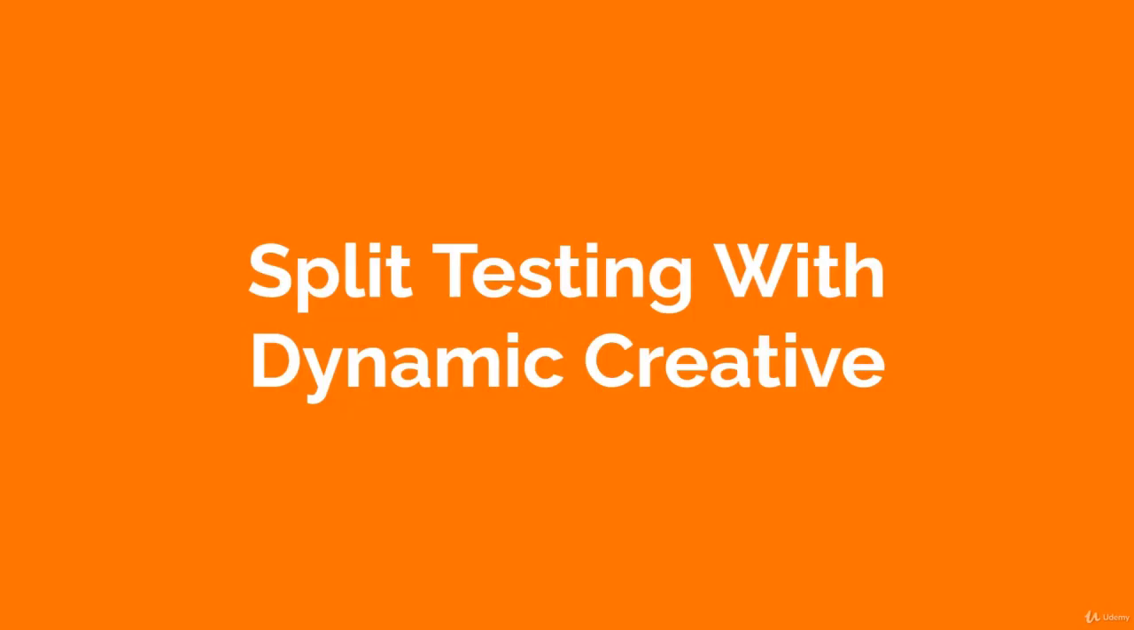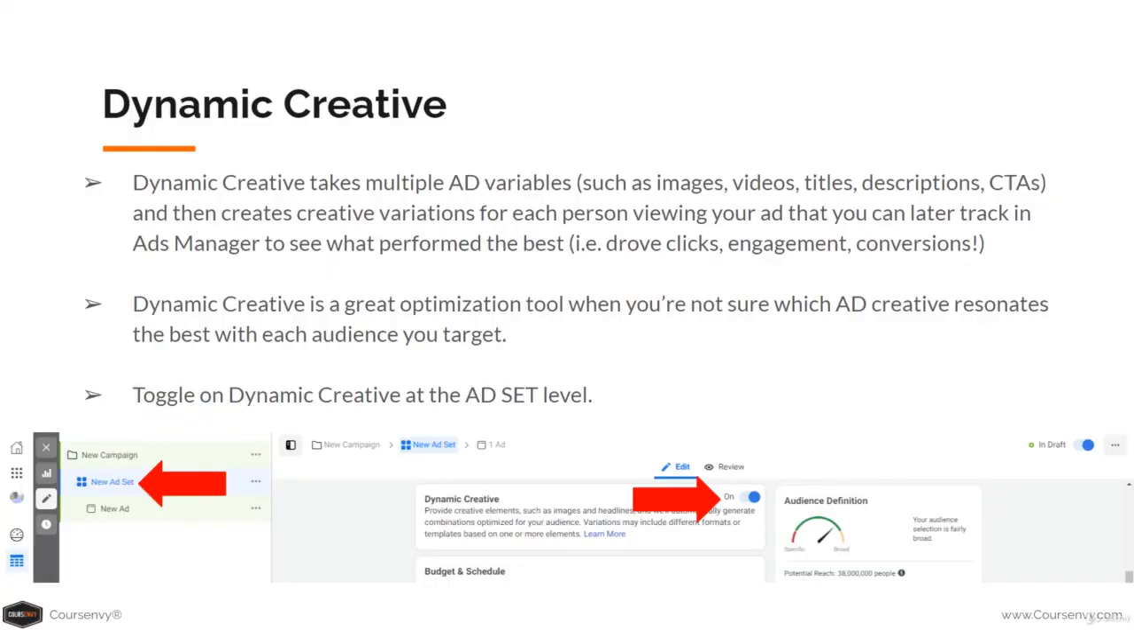Split testing with dynamic creative. Dynamic creative takes multiple ad variables such as images, videos, titles, descriptions, call to action buttons, and then creates creative variations for each person viewing your ad that you can later track in Ads Manager to see what performed best, what drove clicks, engagement, conversions.